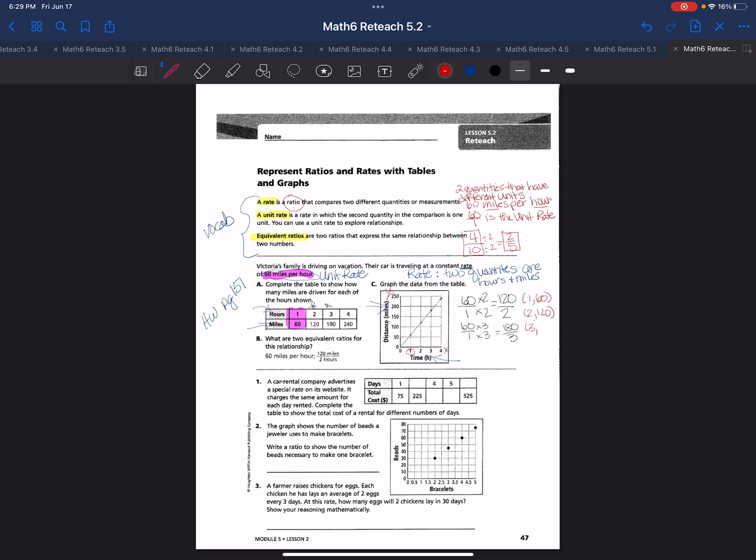And then it would be 3, 180, and so on. And that's where they're getting the points here on the graph.